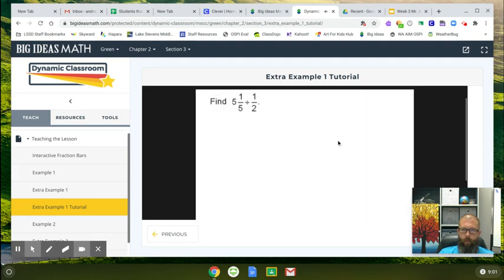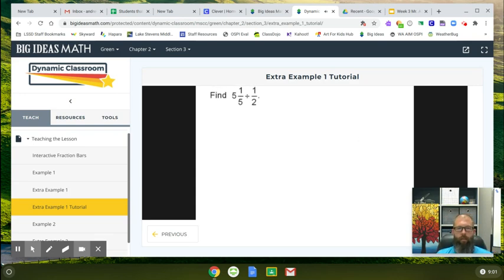We'll estimate by rounding 5 1/5 to 5. Then we can rewrite the division by 1/2 as multiplication by the reciprocal of 1/2, which is 2 over 1, or simply 2. So we end up with an estimate of 10. Let's see how this compares to the answer we get when we work out the problem.